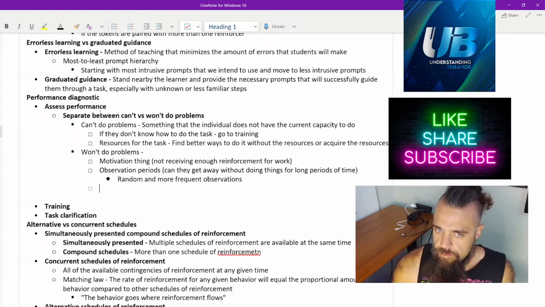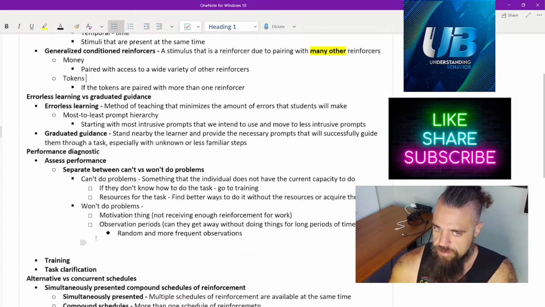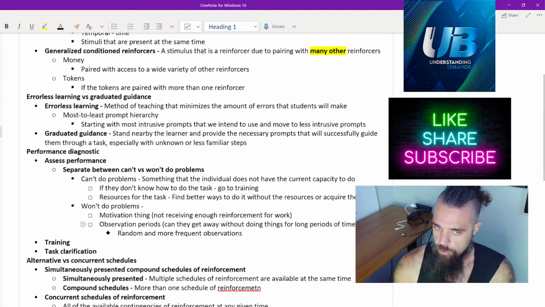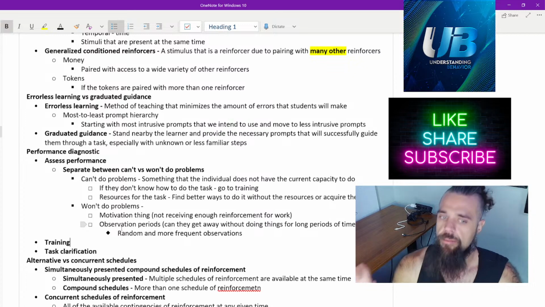Honestly, this isn't my forte, so I'm not going to spend a whole lot of time here with performance analysis. I would definitely go and look at some tools and some OBM things. This is not a big thing that's going to be on the test.